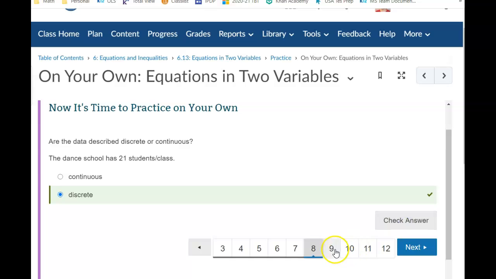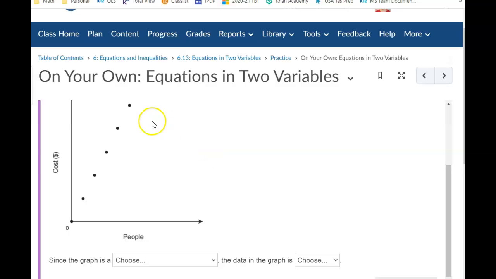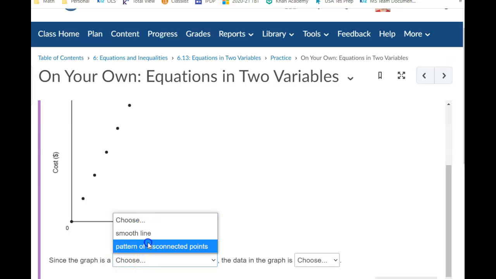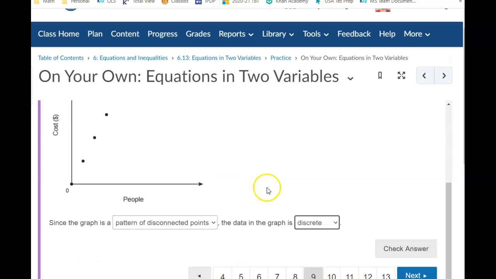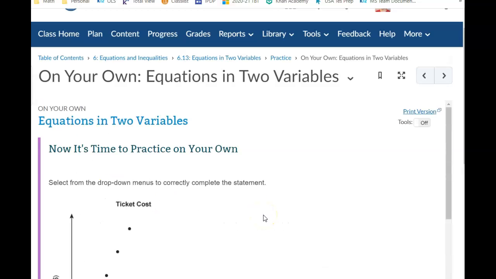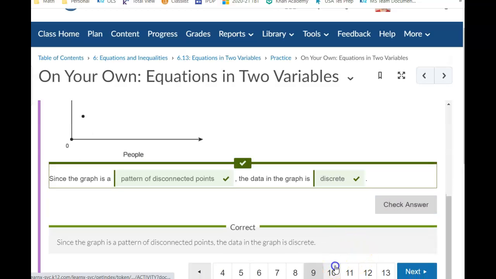All right, check answer. Okay, select from the drop-down menu. Yep, I'm seeing the dots. I know right off the bat that's discrete. You see the dots? You know it's discrete. The graph is certainly not a smooth line. It's a pattern of disconnected points. The data in the graph is discrete. It looks like we're talking about people here and the cost of something. So that should be right. All right, next.